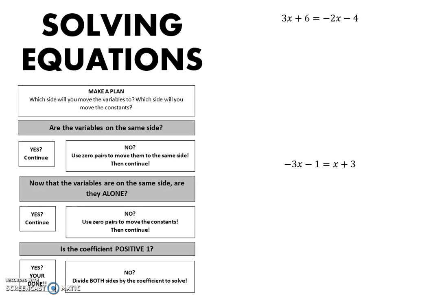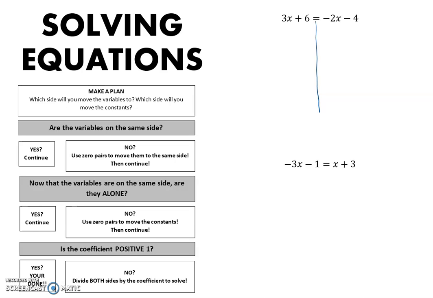Let's talk equations today. So we have some questions to help us out with this. Remember, the ultimate goal is to isolate the variable. That means to get it alone on one side with a +1 coefficient. All right, so we have 3x plus 6 equals negative 2x minus 4. So I'm going to split my sides just to remind me of two expressions.